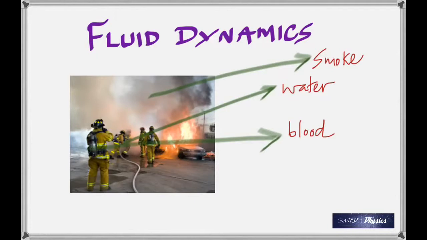Later on in the chapter we'll see that there are two types of flow. One is called a laminar flow. The other is called a turbulent flow. We'll come to that. Smooth flow and irregular flow. We'll come to that later on.